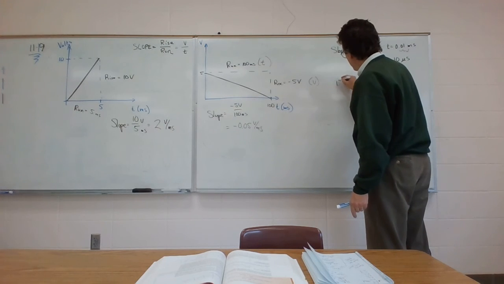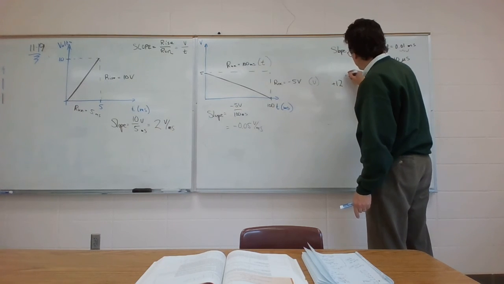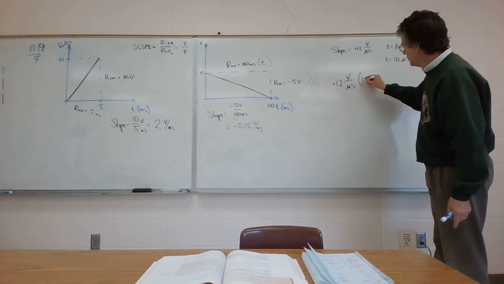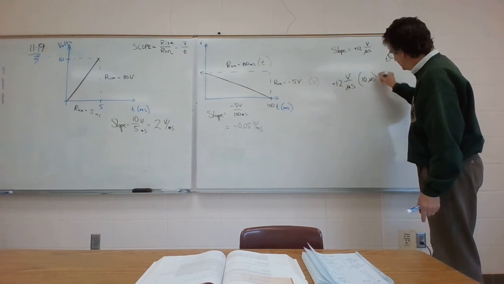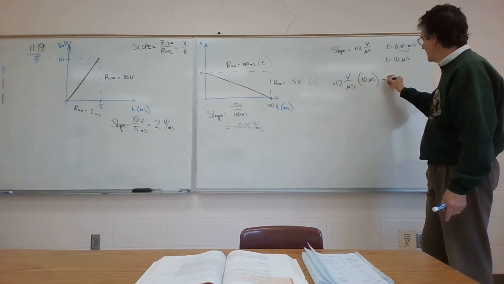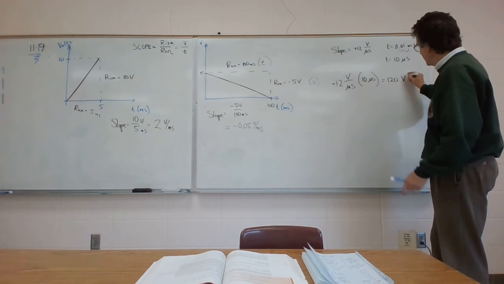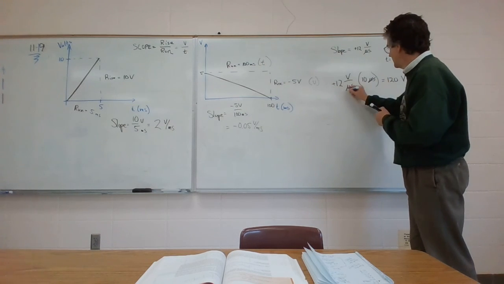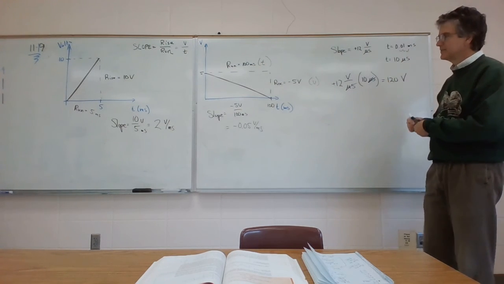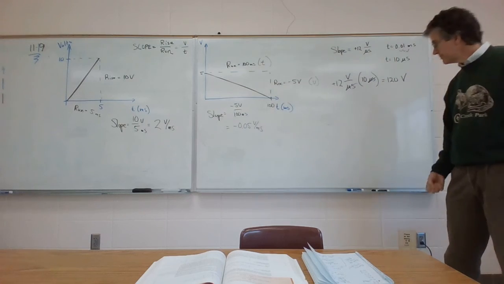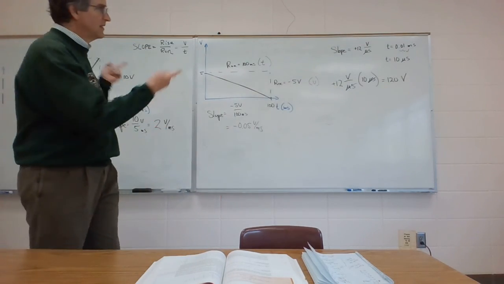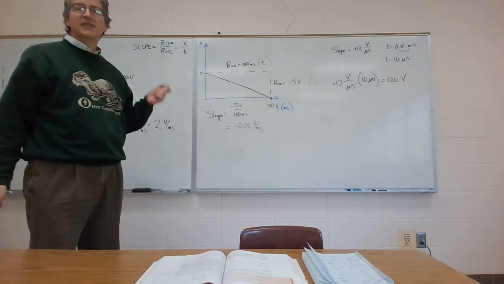So your time, 0.01 milliseconds, is 10 microseconds. I gain 12 volts every microsecond, and I have 10 microseconds. So that's going to be 12 times 10, which is 120 volts, and the microseconds cancel out. So there's my answer to this example problem.